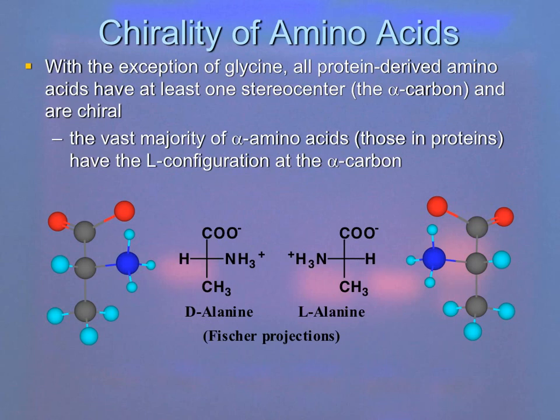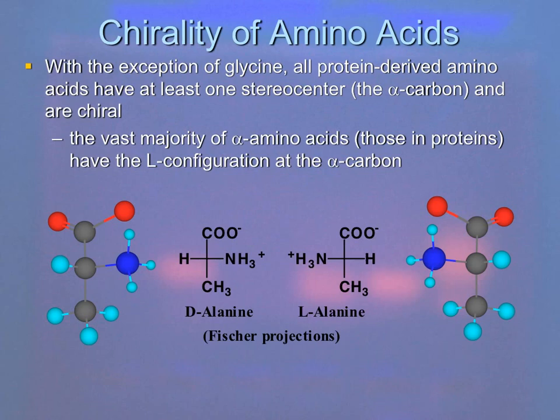This is an example of alanine. Of course, you should know what a Fischer projection is. Alanine, the R group is a methyl group. So alanine is the second smallest. And then they talk about the stereochemistry.